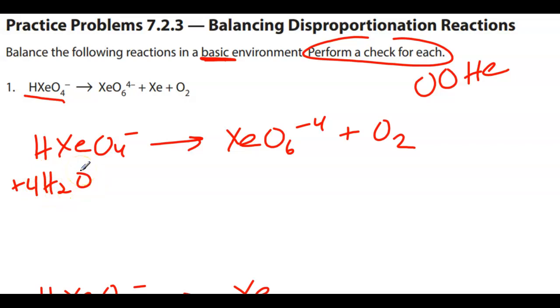And then we have to do our hydrogen. So we have 8 plus 1, so we have 9 hydrogen ions, right? And then what else do we need to do? Our charge. We have -1, and on this side you have -4 plus 9, so you have +5. So this side's +5, this side is -1. That means we need 6 electrons on the product side to get that to be also -1. So -4 plus -6 is -10, plus 9 is -1.